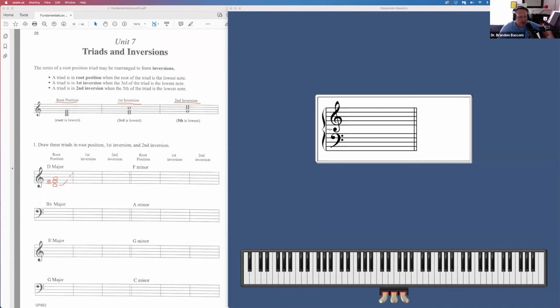Taking the bottom note, putting it an octave higher, keeping the other two notes the same, including my sharp sign. That got a little messy. And then we're going to do it one more time. Bottom note up an octave, including my accidental. The other notes stay the same. Okay, that's it for page 28.